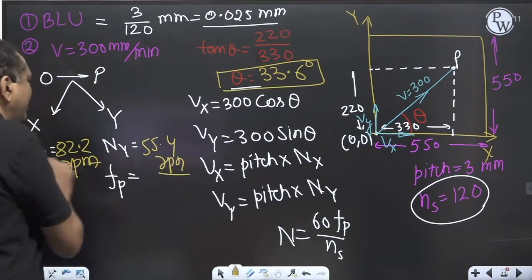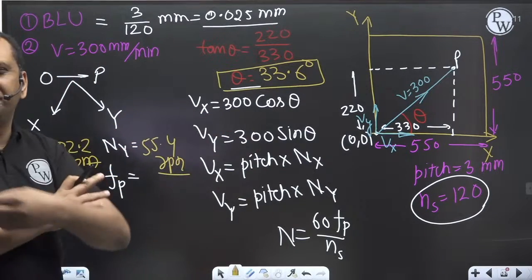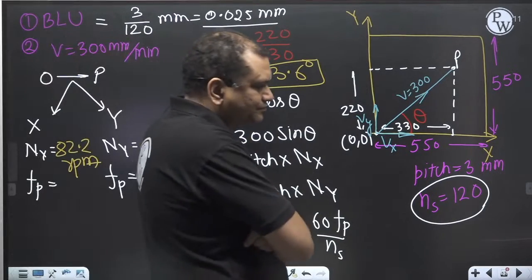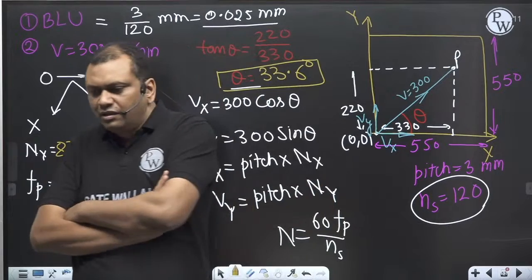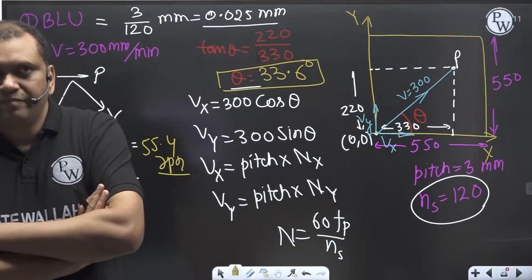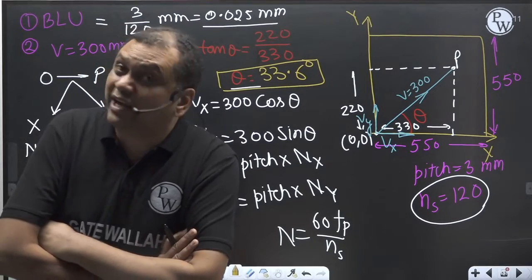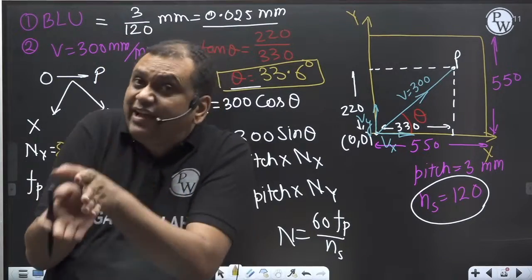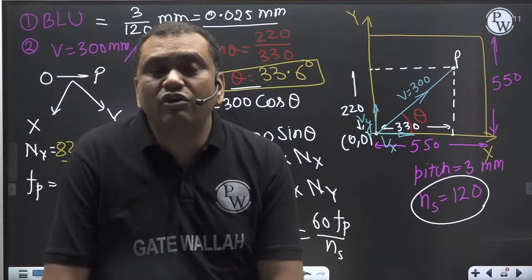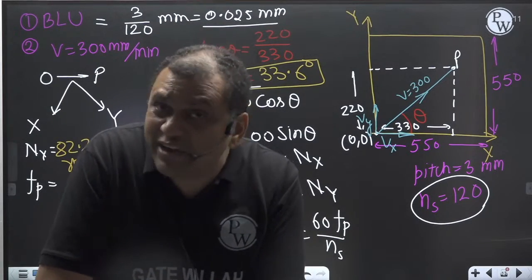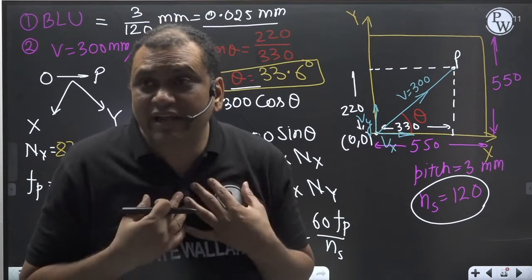Check whether nearby here and there, this answer should match. In the question, overall velocity along OP, 300, is given to you. That we have to resolve along the x and y direction. The overall velocity needs to be resolved in the x and y direction to know that.